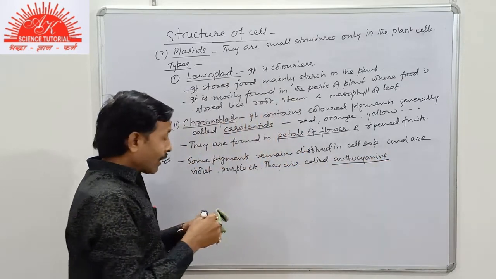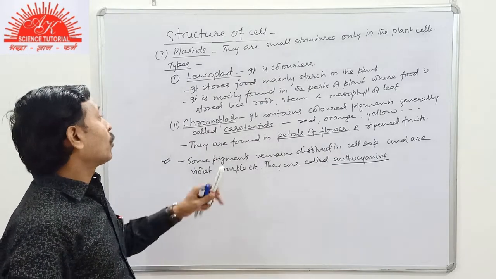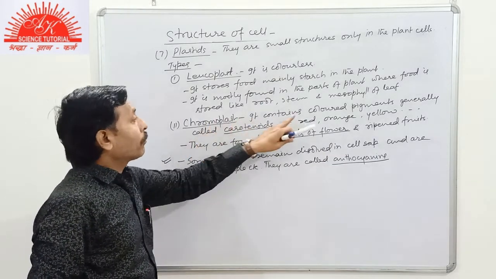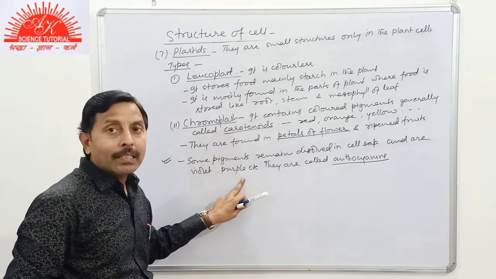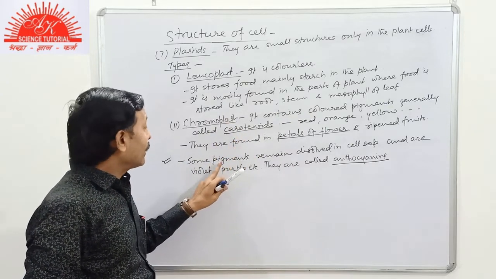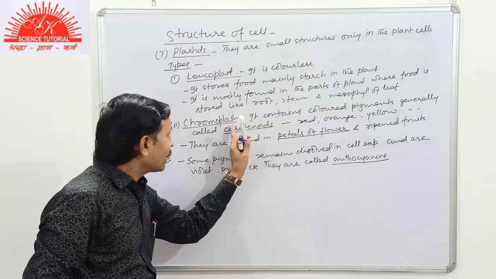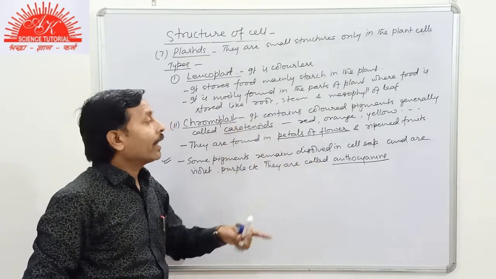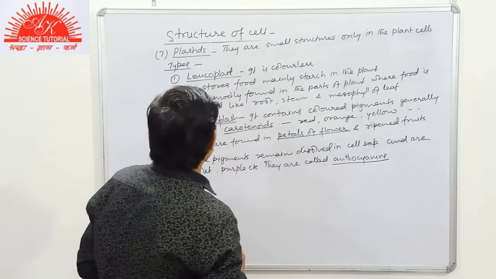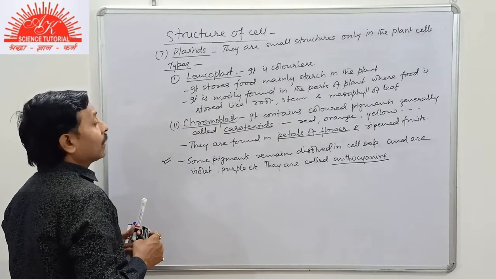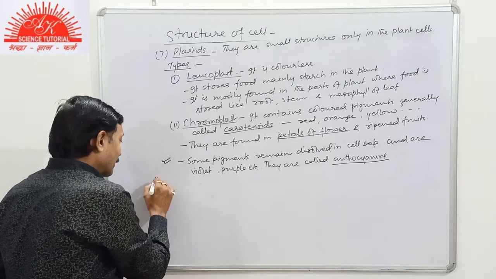So these are the two types of pigments. One which is found in plastid, that is chromoplast, called carotenoid. And some pigments are water soluble. They remain dissolved in cell sap, not in the cell organelle. These are called anthocyanins. Now, students, we see here that suppose a question is asked.